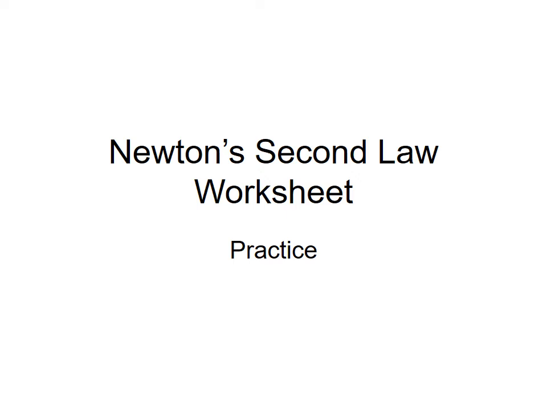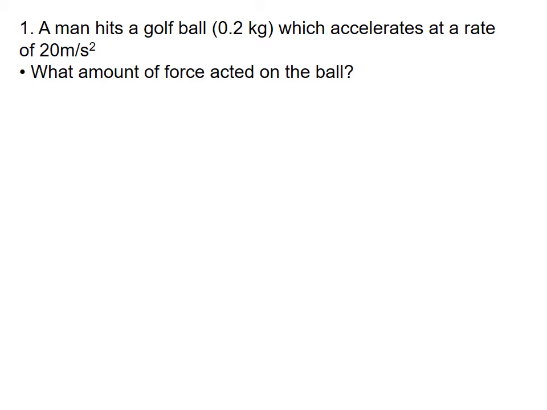Okay, so what you're going to do is, of course, go through, check your worksheet with my answers, and make any changes necessary to fix yours. So number one, it says a man hits a golf ball, which has a mass of 0.2 kilograms. It accelerates at a rate of 20 meters per second. The question is, what is the force?